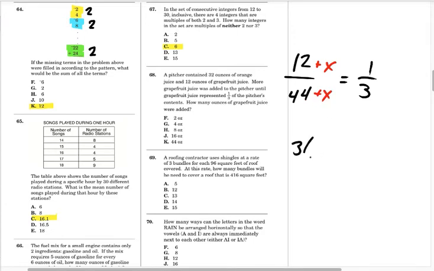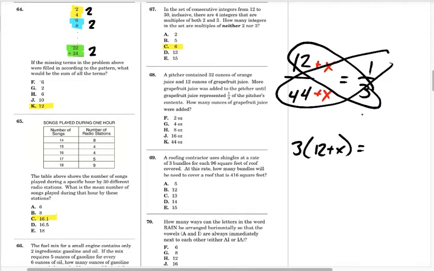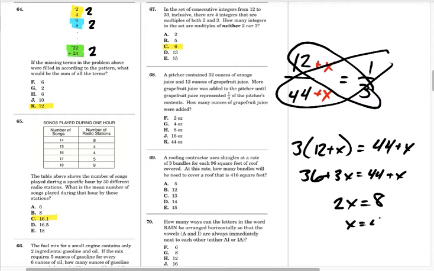So we have 3 times 12 plus x, which is this part, equals this part, which is 44 plus x. We end up with 36 plus 3x equals 44 plus x. Subtract the x, we get 2x. Subtract 36, we get 8. X equals 4. A lot of math on that one.